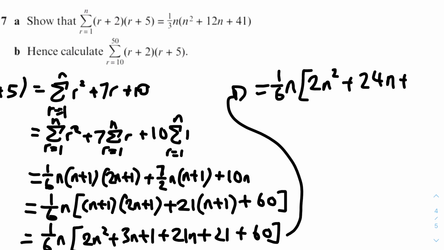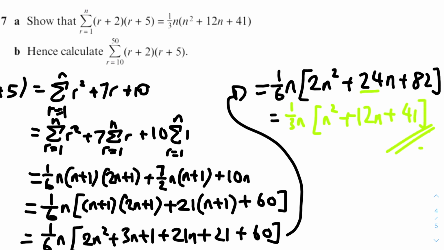Oops, 82. And now we can notice that we have to factorize a 2 from everything, because this is 1 over 3, and 2 times 1 over 6 equals 1 over 3. So it would be 1 over 3 n, and factorizing a 2 from this gets us n squared. Let me just use a new color. So 1 over 3 n and n squared, and 24 divided by 2 is 12, n plus 41, and that's the answer. QED.